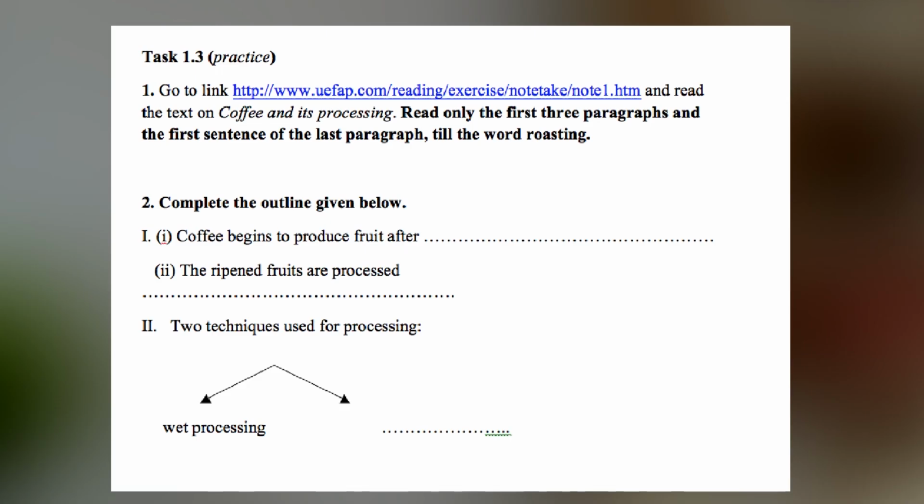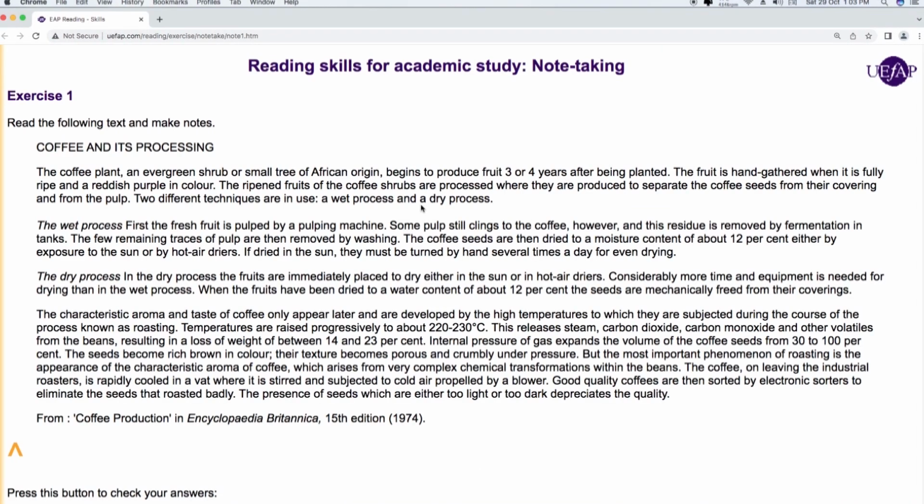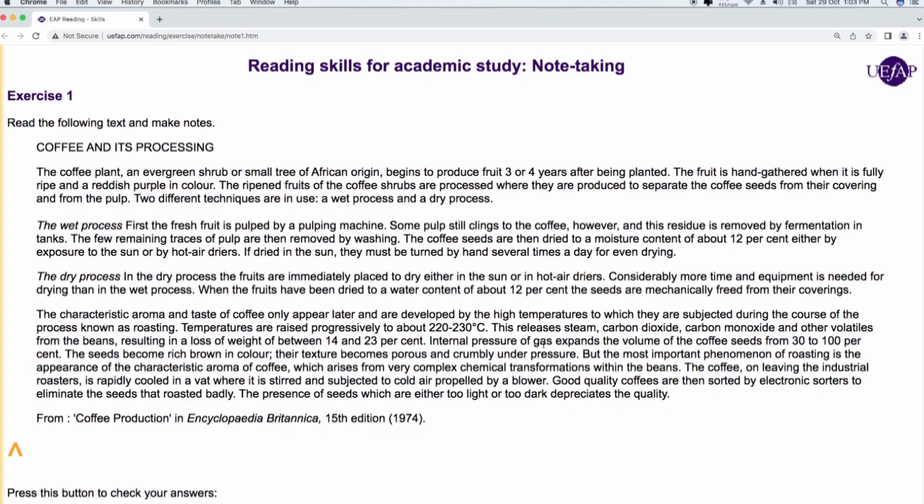Let's now go to worksheet 1 and do task 1.3. You have a text there called Coffee and its Processing. I would like you to read only the first 3 paragraphs of the text and the first sentence of the last paragraph. Then complete the outline of the text given below and develop a summary from the outline, not from the original text. Have you completed the outline of the summary?